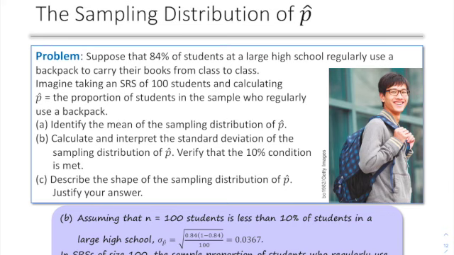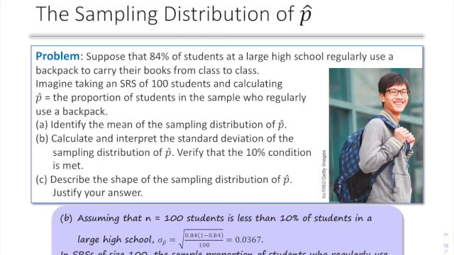Well, we need to make sure that our 10% condition is satisfied. So we can assume that our sample of 100 students is less than 10% of all students in a large high school. Again, large high schools usually deal with the public schools, so thousands and thousands of kids. So because that's satisfied, we can use that formula, the square root of p times 1 minus p over n, to calculate the standard deviation.